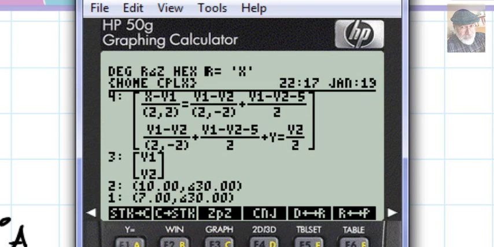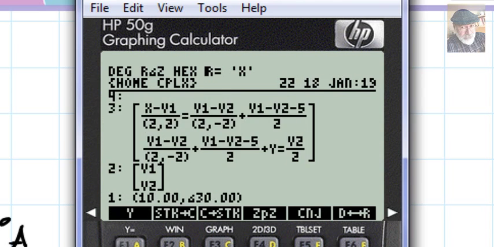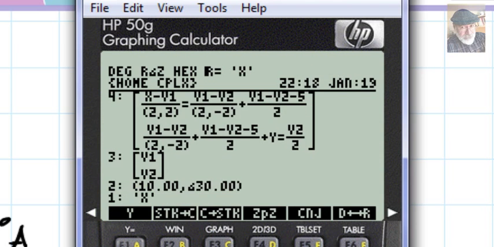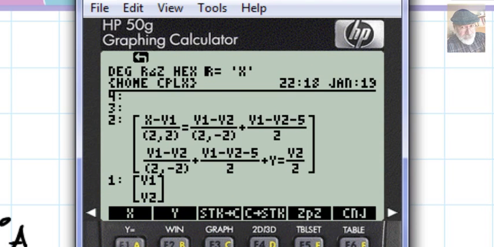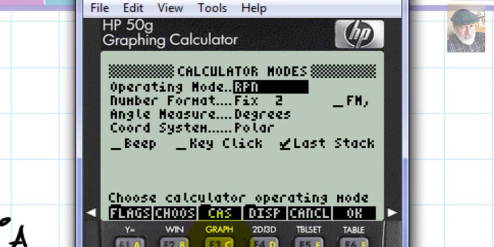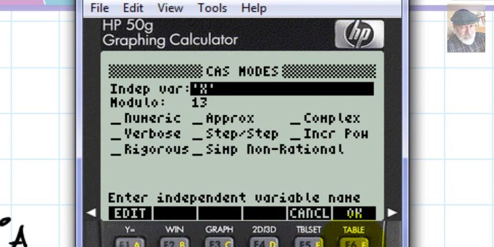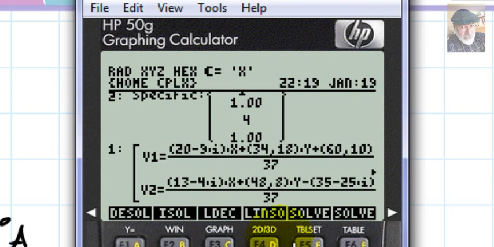You see 10 with 30 degrees, 7 with 30 degrees. I stored the second one in variable Y, the first one in variable X with store. X and Y, you see them there. And now check that the flags are zeroed. And we are ready for the symbolic solver and for the linear solutions, right? Symbolic solver, linear solutions. There you go.